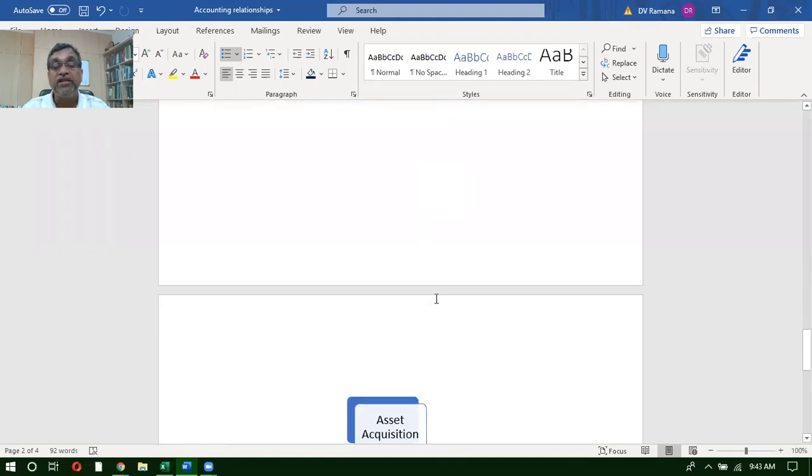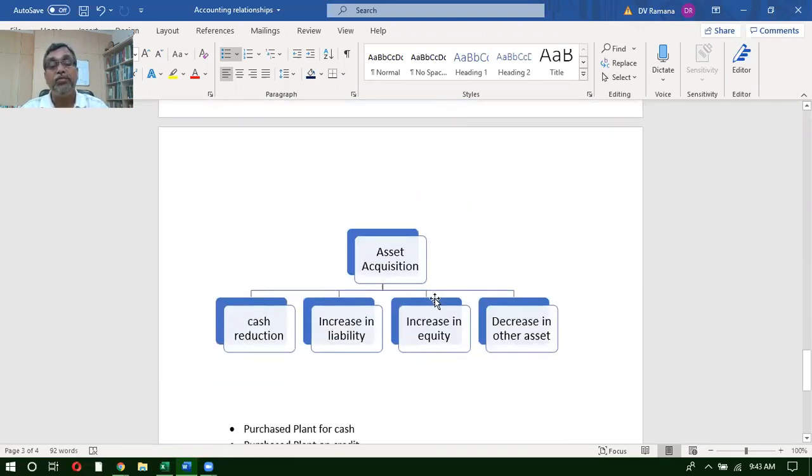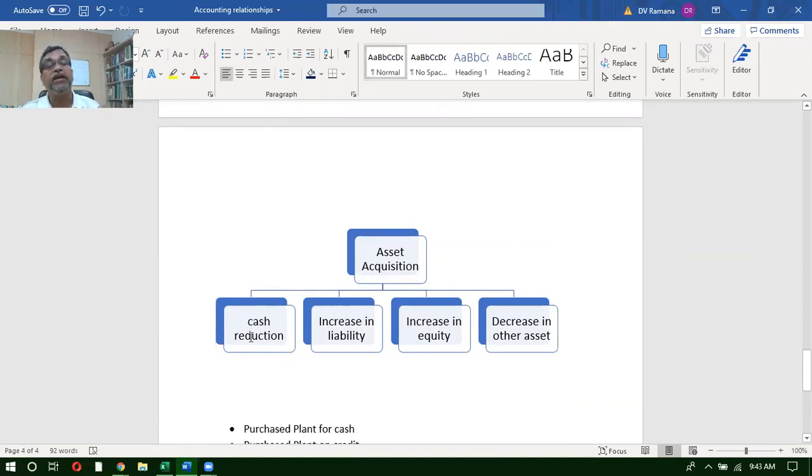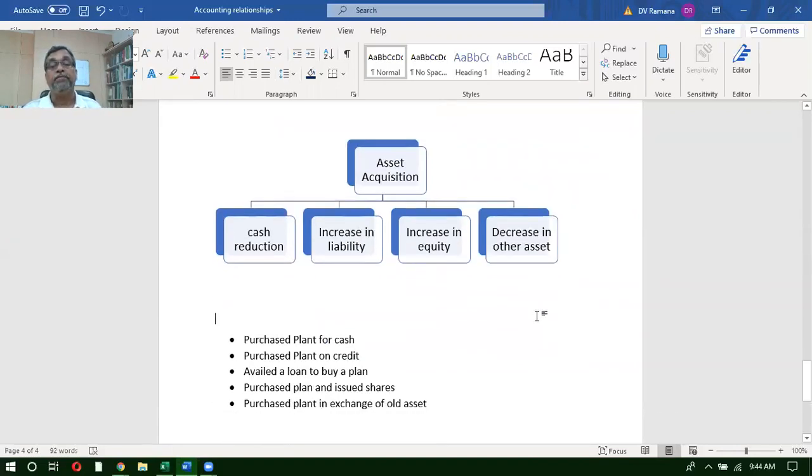And the last one is the acquisition of asset. A company can acquire an asset by paying cash immediately, or by saying that I'm going to pay later, so an increase in liability. An acquisition can happen by issuing shares, so an increase in equity, or by exchange, a decrease in other assets. So purchase of plant for cash is a cash reduction. Purchase of plant on credit is a creation of a liability. Purchase of a plant by availing a loan is a liability increase.